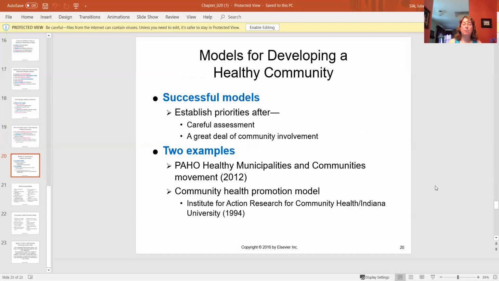All right, so there are some models for developing a healthy community. So we're going to talk about some of those. Successful models will establish priorities after a careful assessment, and a great deal of community involvement is had with those types of models. So for some examples, in 2012, there was something called the PAHO. It's a Healthy Municipalities and Communities movement. And then also in 1994, the Community Health Promotion Model, Institute for Action Research for Community Health, Indiana University, came about.